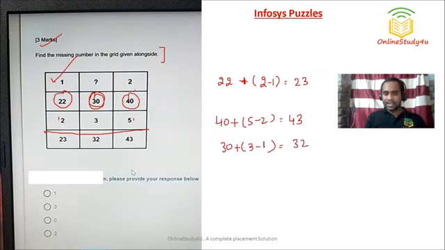So if it will be 1 here, right? Then 30 plus 2 will become what? 32. So here what we need? Here we need 1. So option 1 will be the correct answer. You need to analyze it, right? And then you need to do it.